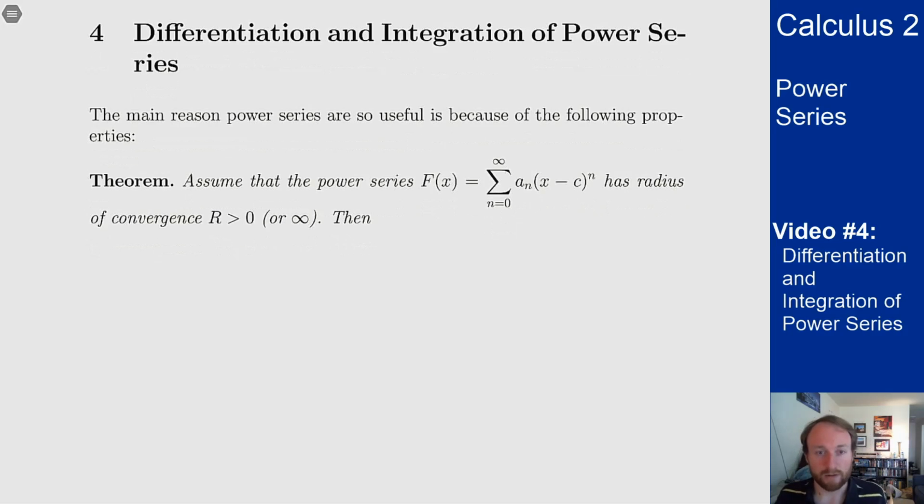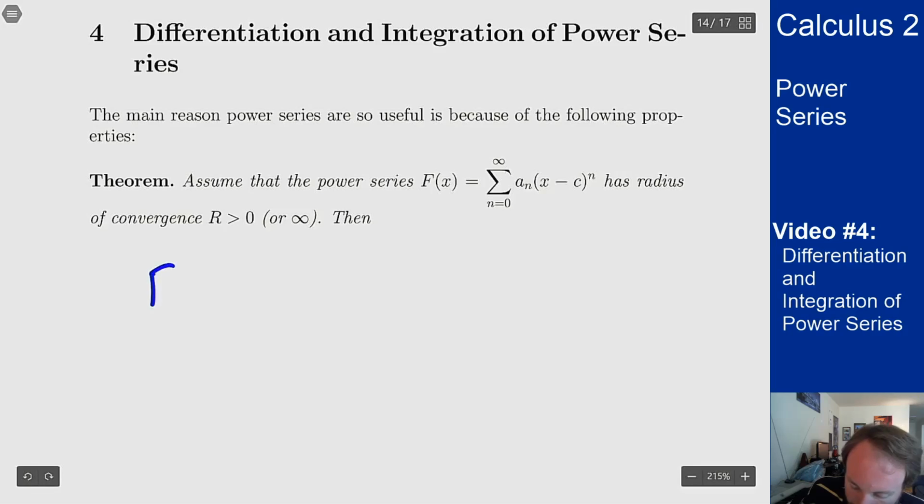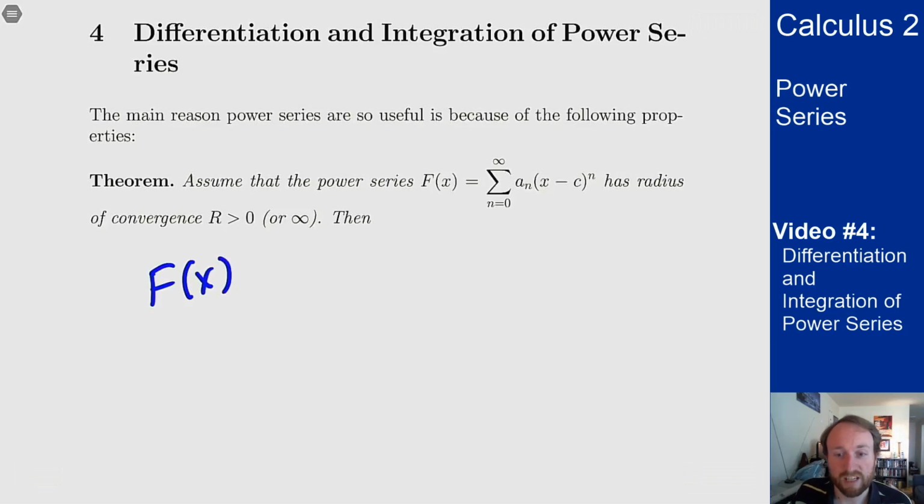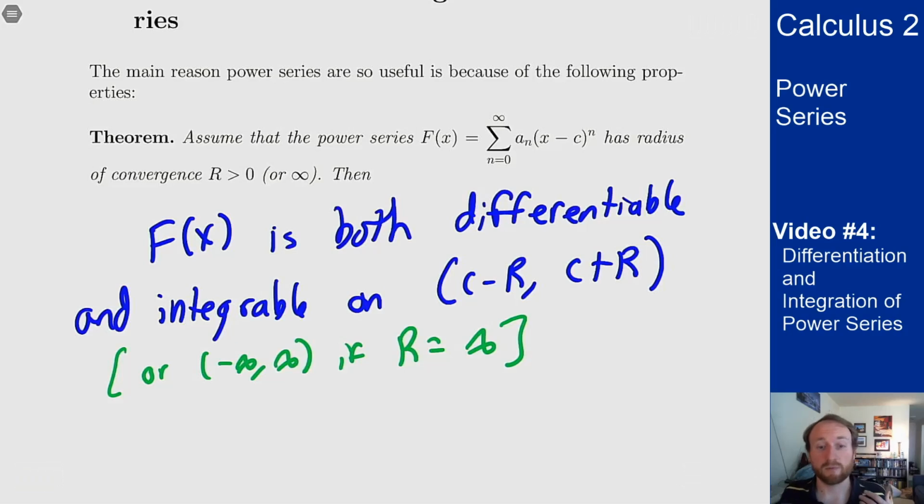So assume that we have the power series f of x equals the sum from 0 to infinity of a sub n times (x minus c) to the n, and has radius of convergence r that's bigger than 0. It could be infinite, I don't care, but at least it's bigger than 0. Then what do we know? Well, we know that the function f of x is both differentiable and integrable inside the interval of convergence. So it's both differentiable and integrable on the interval from c minus r to c plus r if r is finite, or the whole real line if r is infinite.